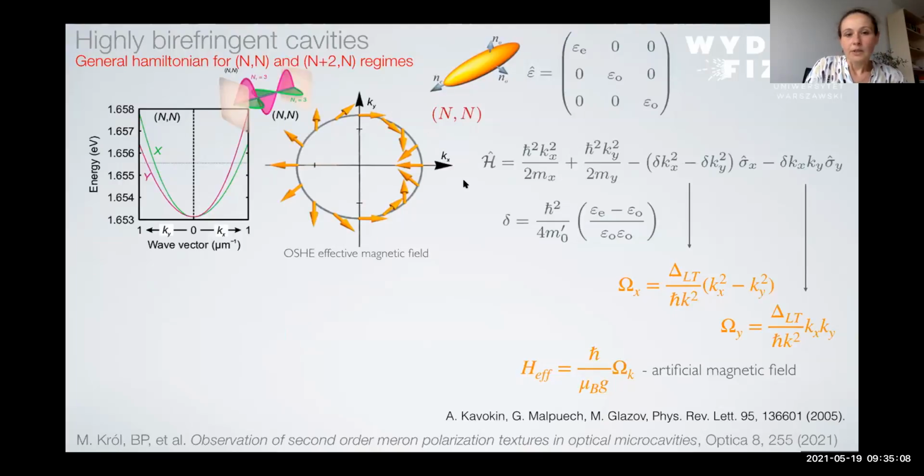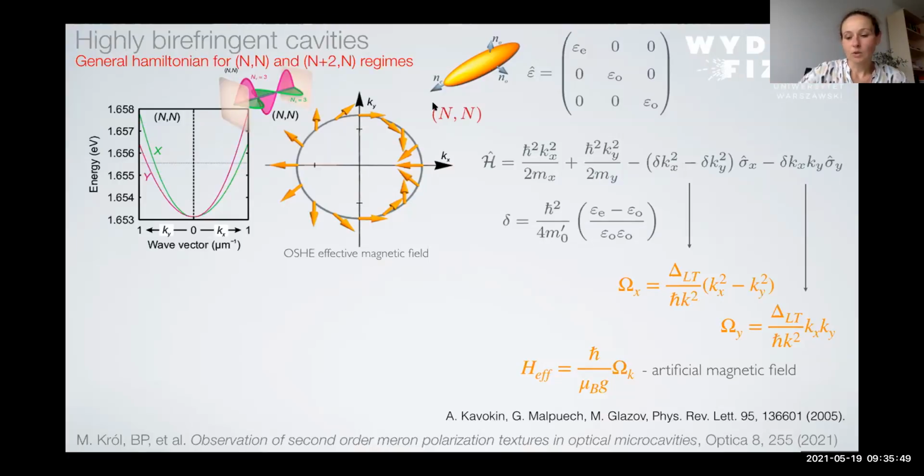For the cavity field with the liquid crystal, we were able to derive the Hamiltonian to describe our system, including the birefringence of the material. Now delta is given by the birefringence of the material, and we can assign this component and that component to an artificial magnetic field, first proposed by Alexei Kavokin, that acts on the photonic mode in the plane of our structure. So this is the NN regime.